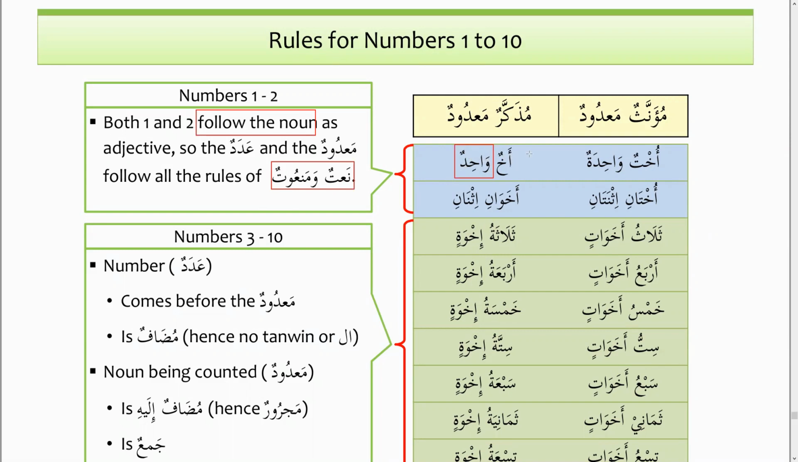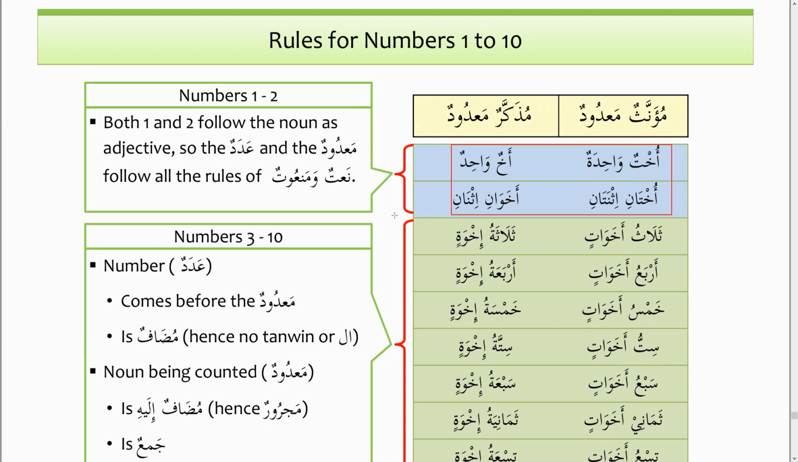Singular, plurals, everything. So this is an adjective. Say akhun wahidun, one brother. And if I want to say feminine, it will be the same: ukhtun wahidatun. This should match with this, right? Then the dual of akhun is akhawani, two brothers, and ukhtan is ukhtani, two sisters.